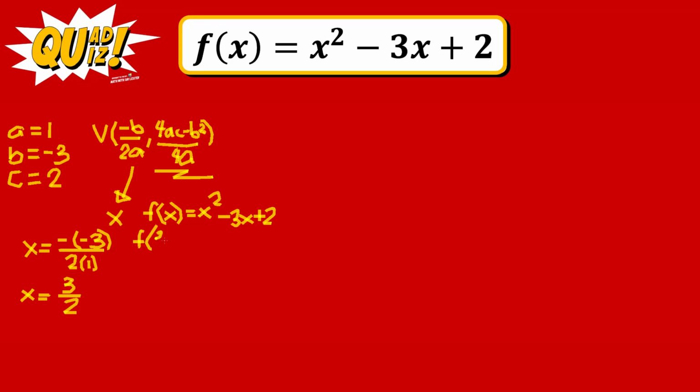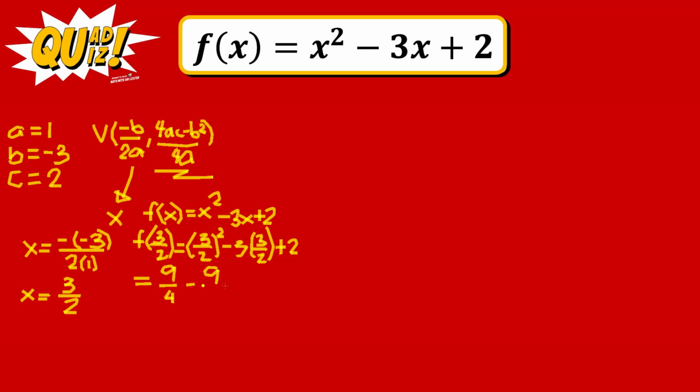of 3 halves. Okay, so we'll have here the square of 3 halves minus 3 times 3 halves. Okay, don't worry about the fraction. Let's try to see if our result later will still be a fraction. Plus 2. Of course, the square of 3 halves is 9 fourths, right? Minus, this is also 9.